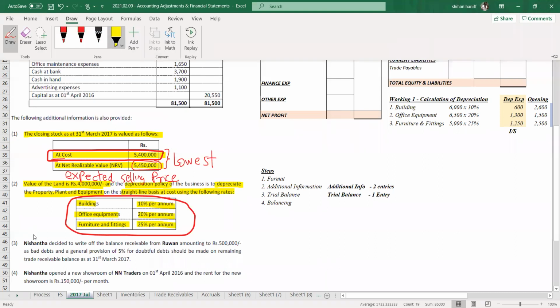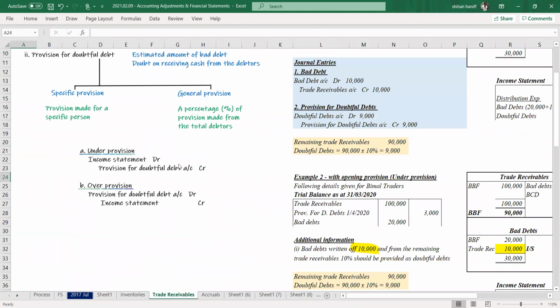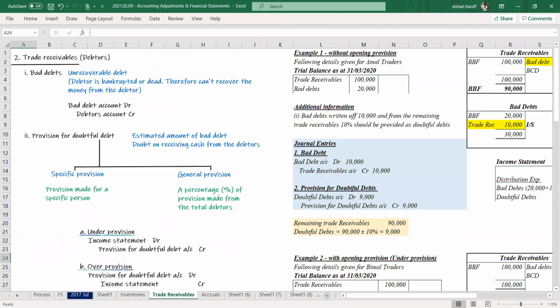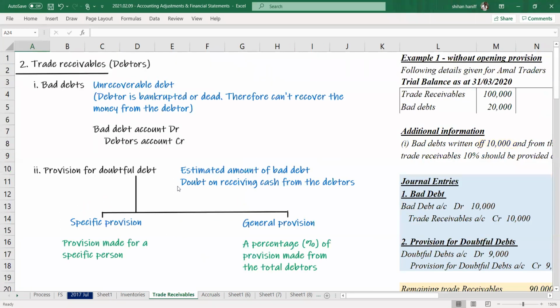Right. So let me explain this adjustment. Nishanta decided to write off the balance receivable from Ruan amounting to 500,000 as bad debt, and the general provision of 5% for doubtful debt should be made on the remaining trade receivable balance. So when it comes to trade debtors, we have bad debt and provision for doubtful debts.